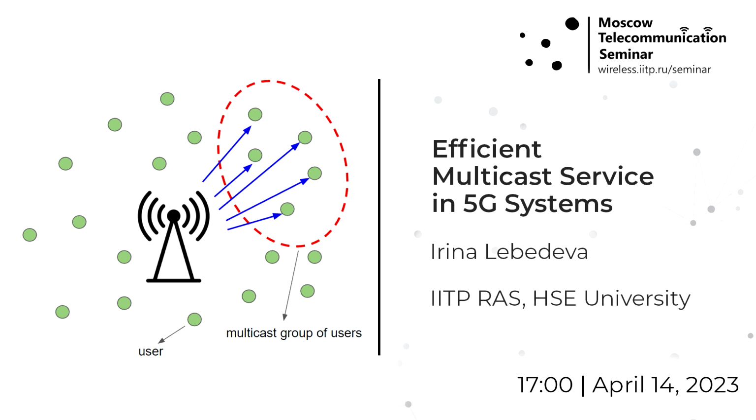Irina is a bachelor degree student at MIT. Currently, she is an intern researcher at the Wireless Networks Lab of IATP. In her research activity, she mainly focuses on the development of 5G networks. Today, she will share with us her recent results about multicast transmission in 5G systems. Irina, the floor is yours.